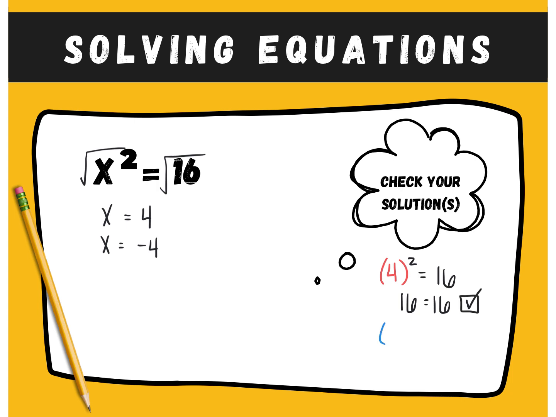Now, here's why this one has two solutions. -4 squared is equal to -4 times -4. And what happens when you have two negatives multiplied together? Well, as you know, we get a positive solution, so we get a positive 16. That means that when I plug in a -4, I still get 16. I still get a true statement. So -4 is also a solution to this equation.